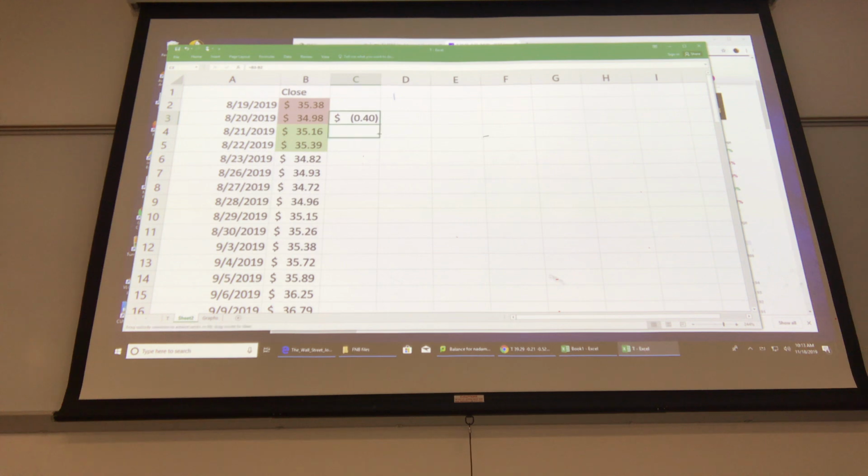If the price went down, then the price may go up. What happened in one case? The price went down 40 cents. The price went up 18 cents. Is this clear?